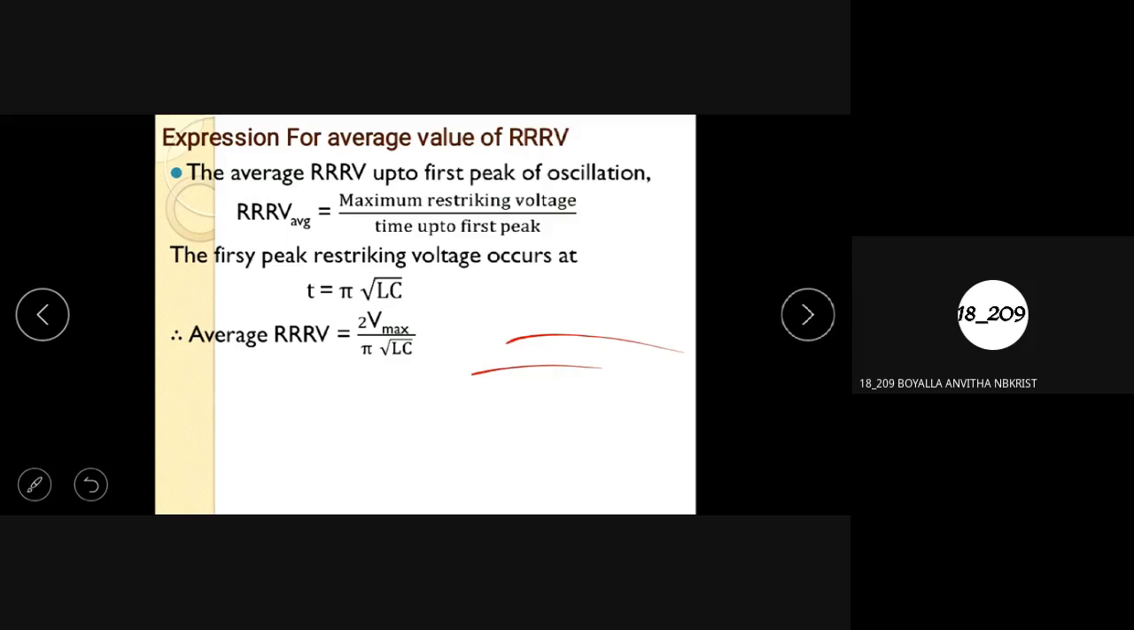Usually problems will be given in the exam to determine the average value of rate of rise of restriking voltage and the rate of rise of restriking voltage. Whatever derivations we have done today are very important. Generally, problems will be asked on this.